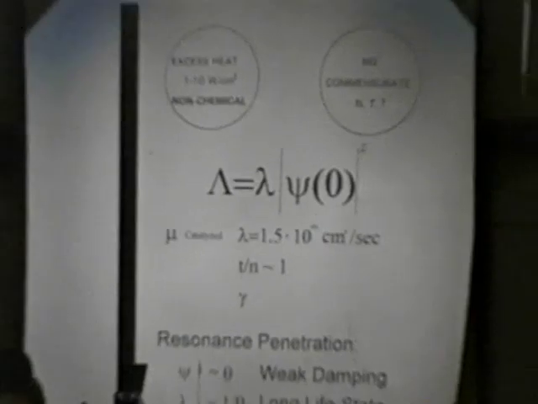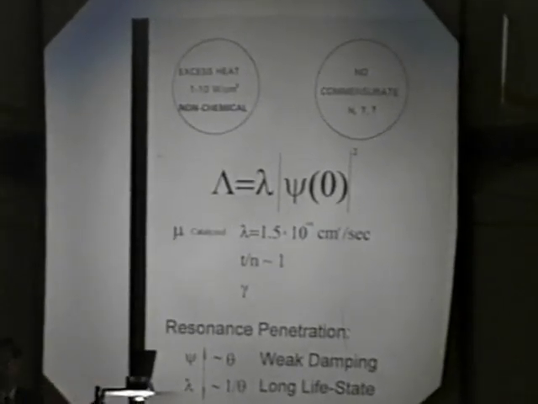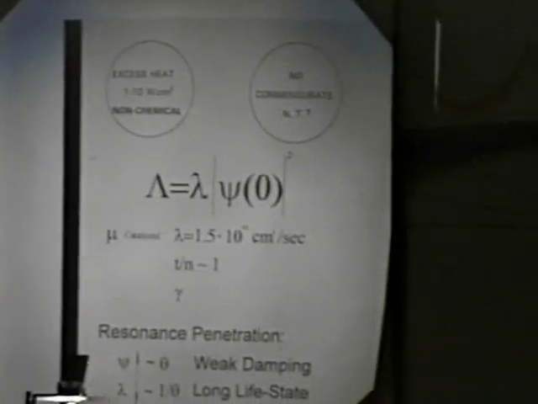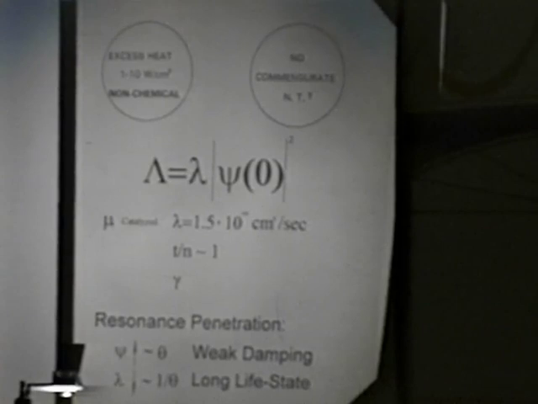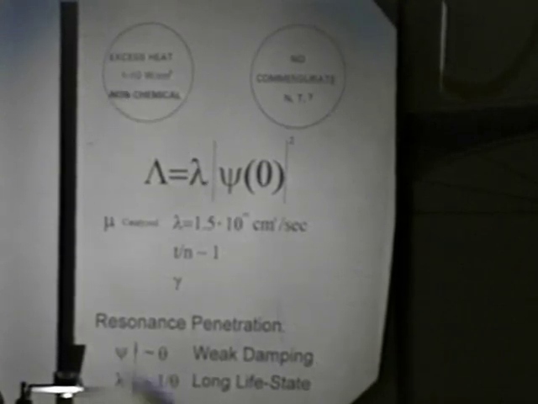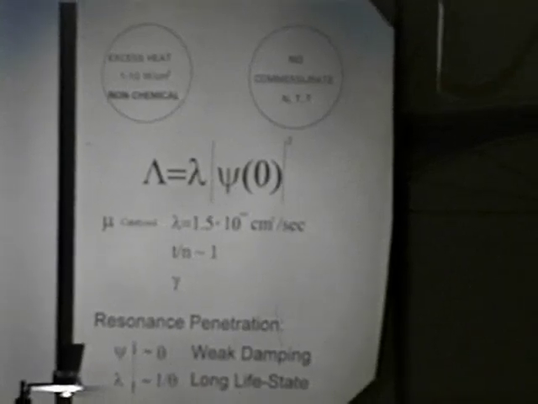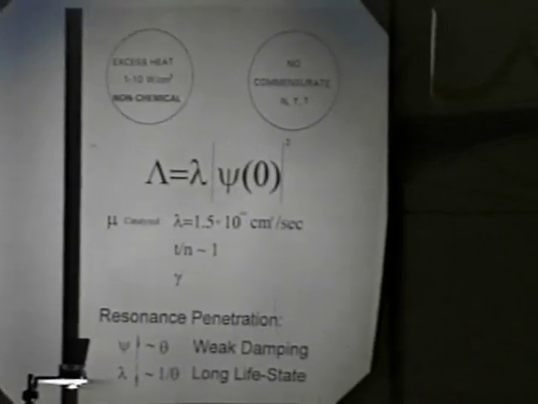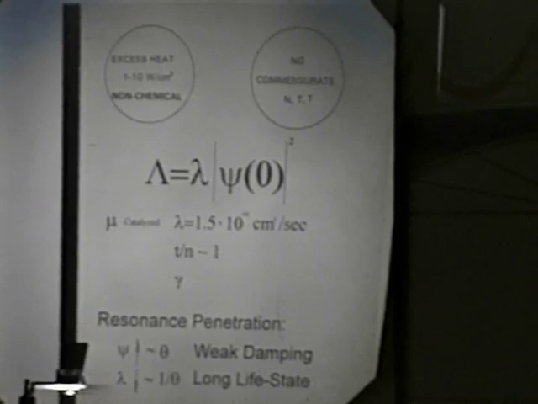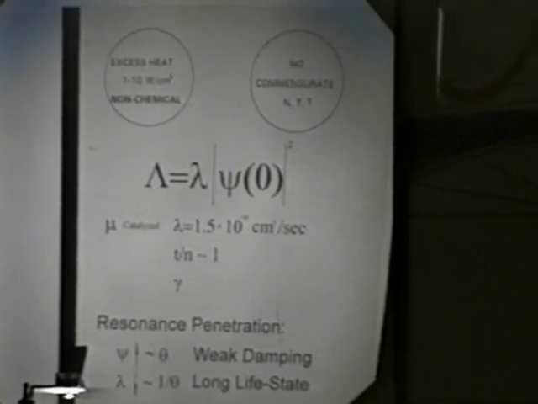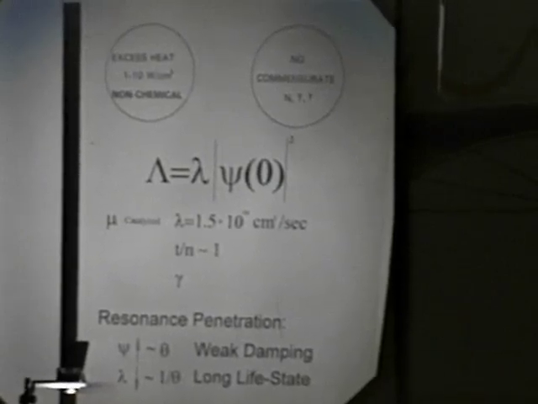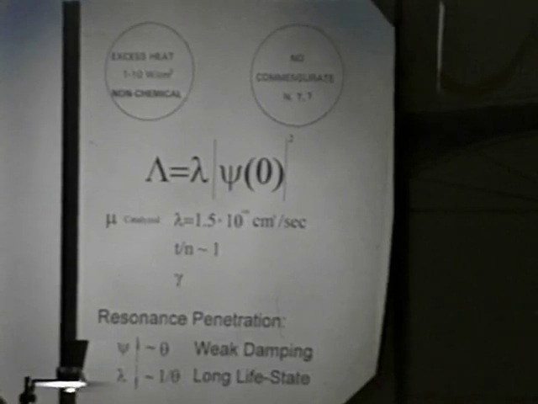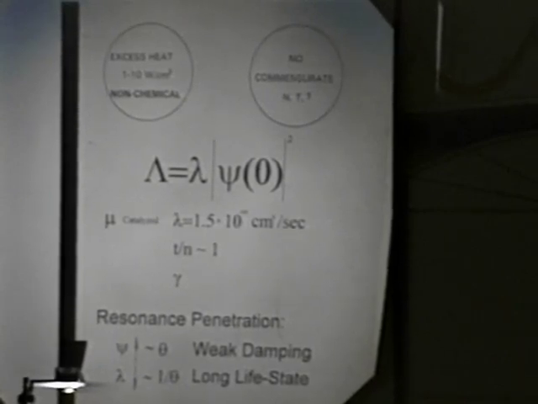After 5 or 6 years of intensive studies, two facts are well established. The first is that under certain conditions, there is excess heat of the order of several watts per cubic centimeter. Its origin is non-chemical. On the other side, we all know there is no commensurate neutron, gamma, and triton.